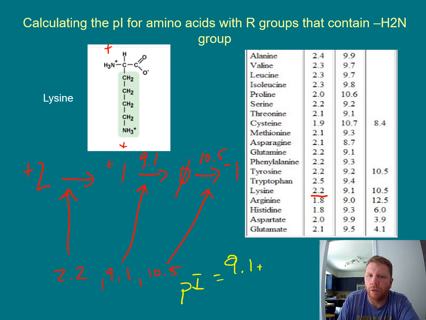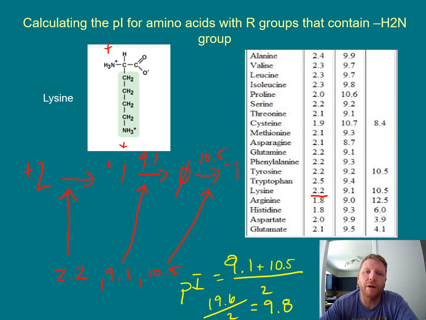9.1 plus 10.5 divided by 2, or 19.6 divided by 2 equals 9.8. So my PI for an amino acid like lysine is going to be 9.8.